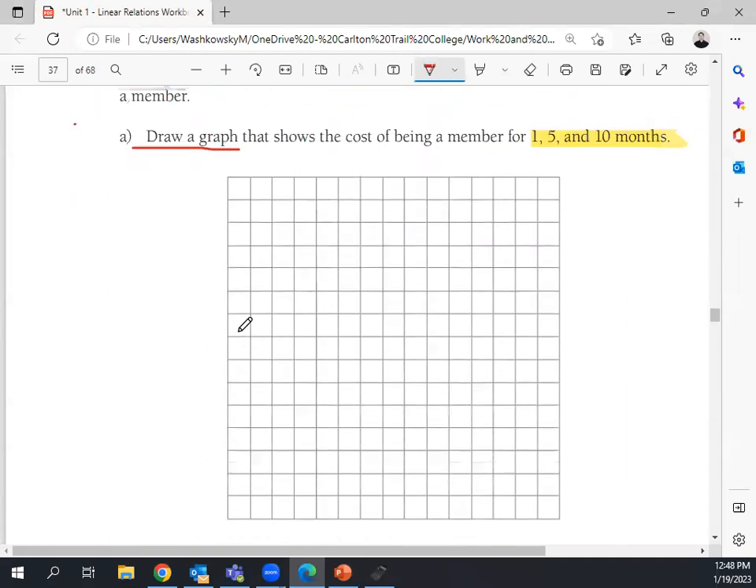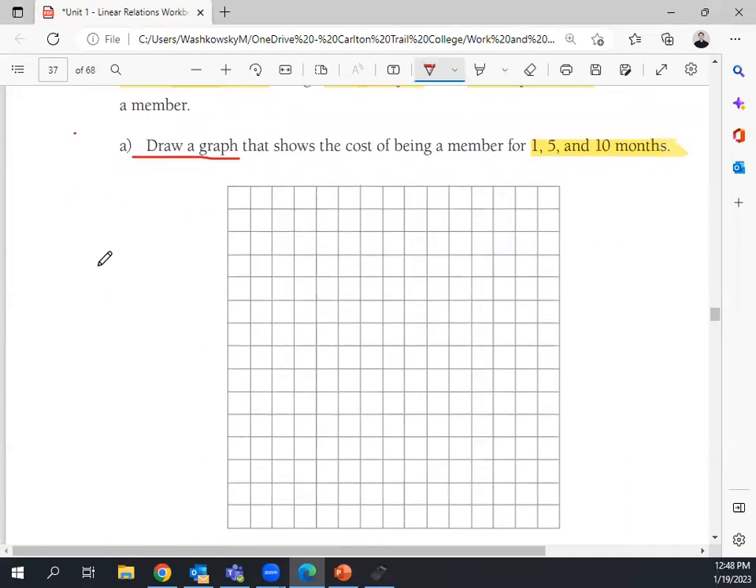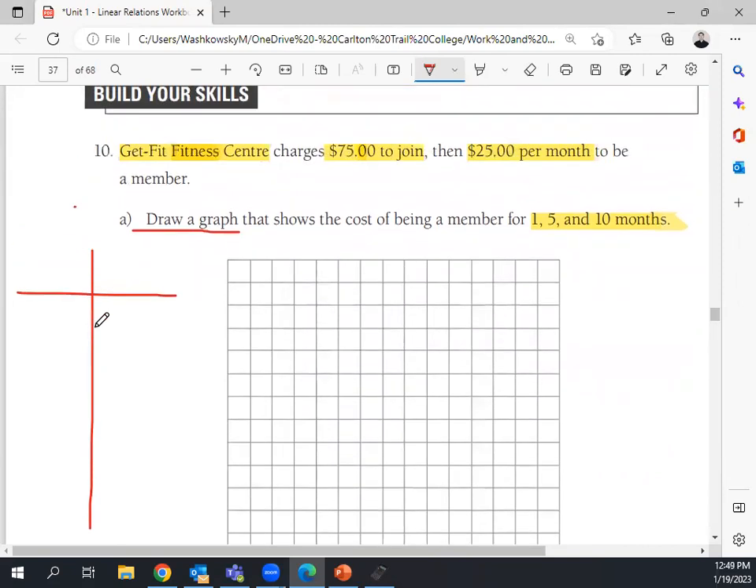equation of that. So the first thing I always do is make myself my table of values, right? That's always our first step, is I need points to plot to make a graph. Eventually, we're going to be able to do this without the graph entirely. So I need two things in order to plot.